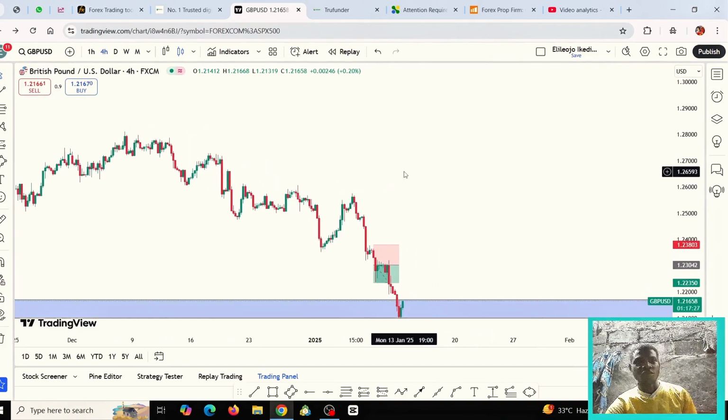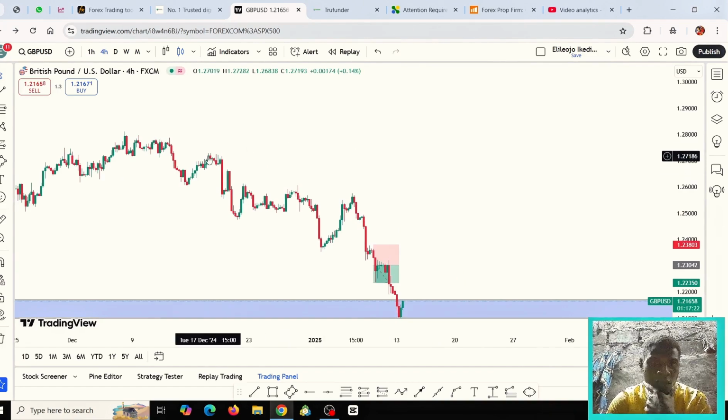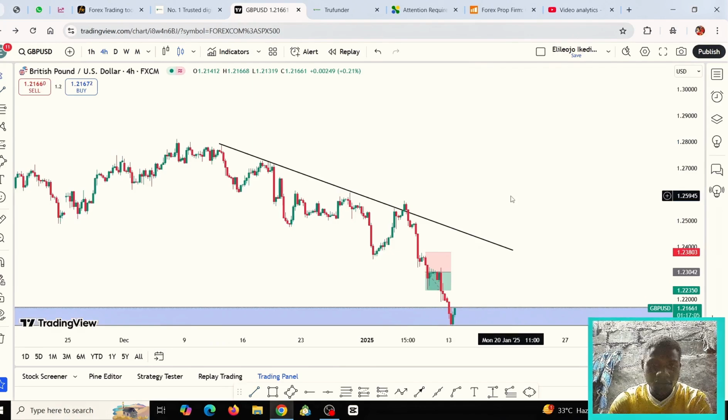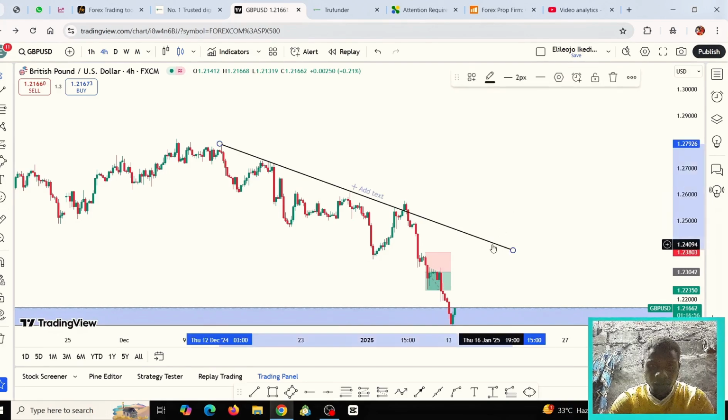How can we draw our trend lines on the 4 hour time frame? We need to identify the outermost points. This, this, this. So we pick up our trend line and then we connect them. Connect the dots and let it slide. Okay.